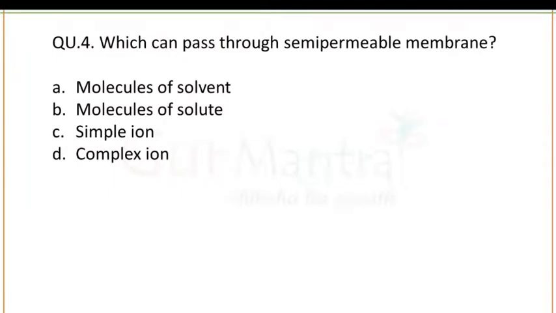Next question we have, which can pass through the semi-permeable membrane. Means you have to remember the topic osmosis or osmotic pressure. Options are molecules of solvent, molecules of solute, simple ion or complex ion. So guys, the correct answer for this question is your option A, that is molecules of solvent.